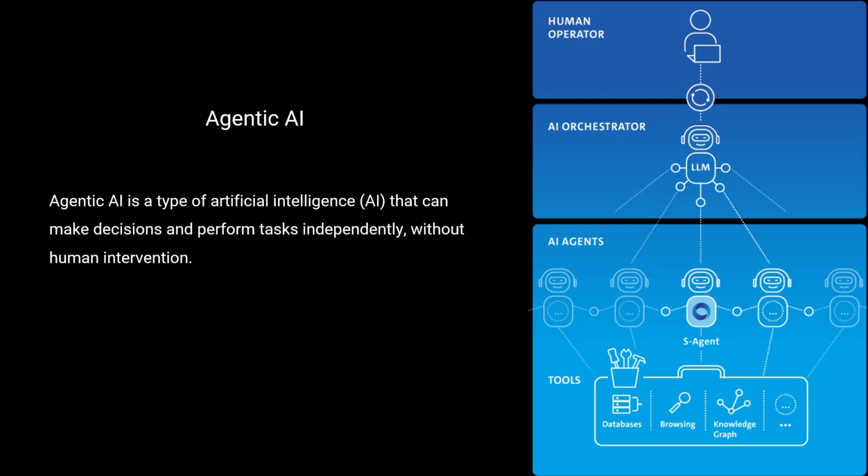Agentic AI refers to a type of artificial intelligence which is capable of making decisions and carrying out tasks on its own. And the good thing is that it does not require any human intervention. We can understand this by taking an example.